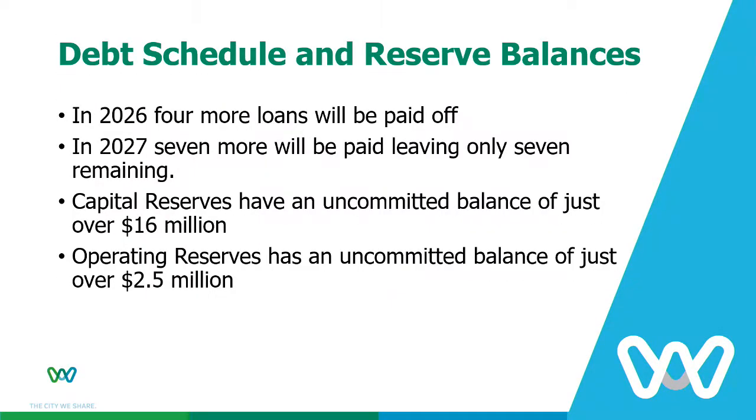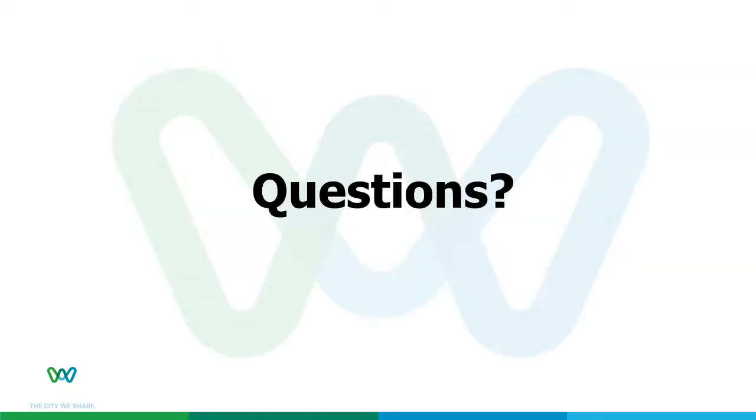Then I'm going to move on to debt schedule and our reserve balances. We paid off some loan balances in 2026. In 2027, 7 more will be paid, leaving only 7 of our debentures remaining. We have an uncommitted reserve balance of $16 million. And our capital reserves have an uncommitted balance of $16 million, and our operating reserves have an uncommitted balance of just over $2.5 million. Thank you.